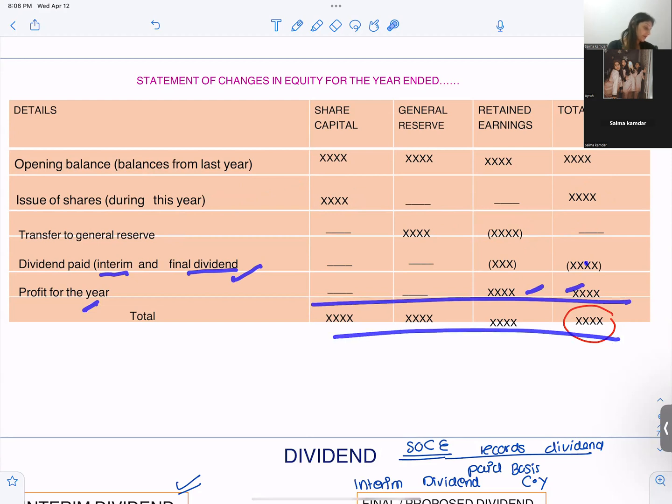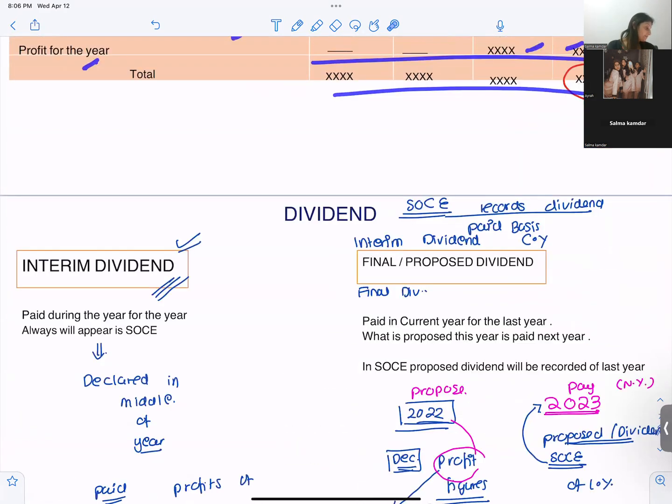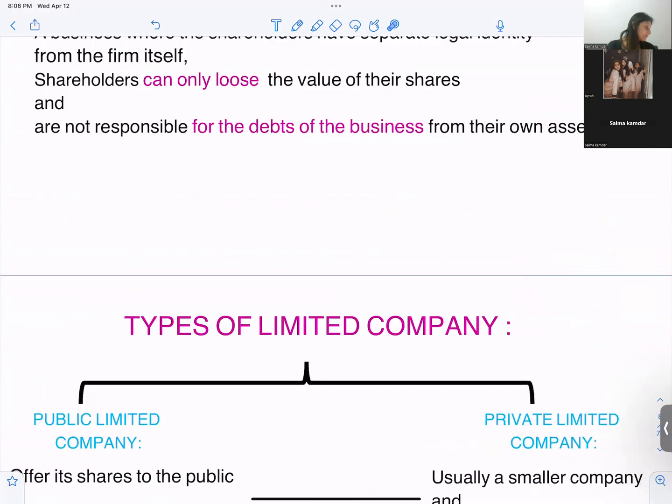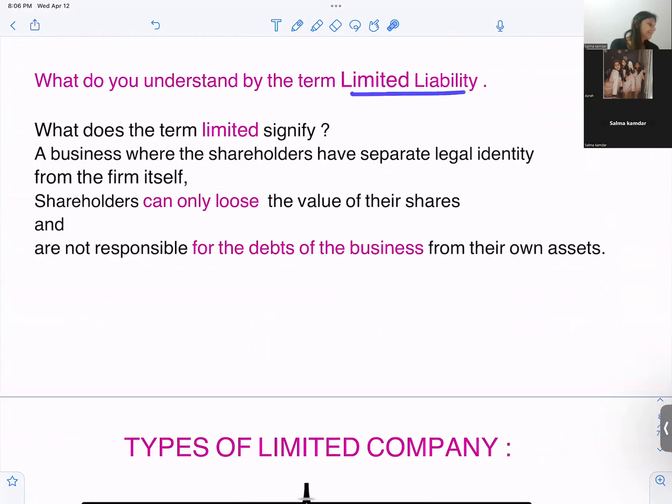Okay. Now tell me what do you understand by the term limited liability? Limited liability company is where the shareholders have a separate legal identity from the business itself. There is limited liability.